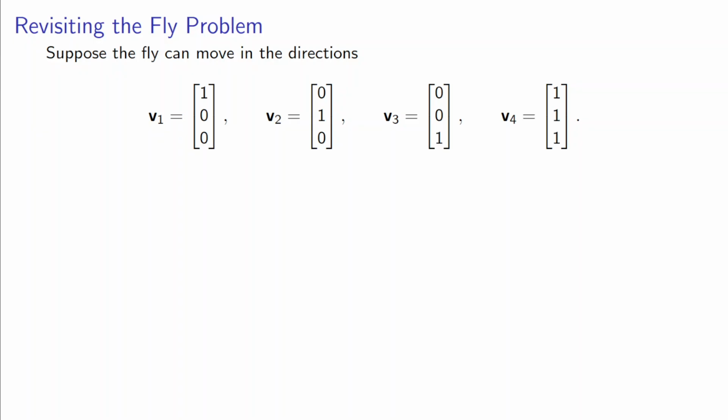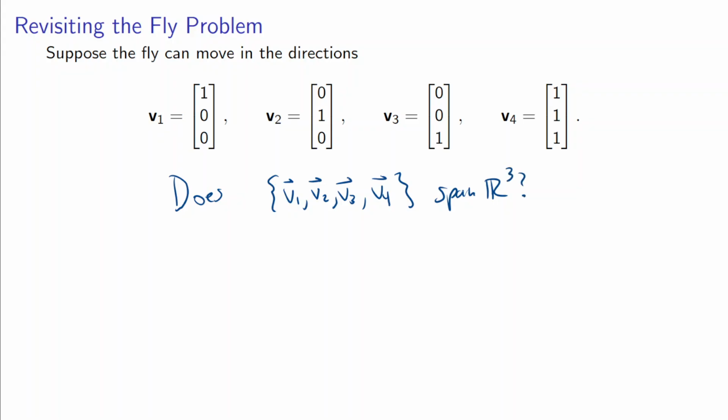And actually, we only needed to go in directions or scalar multiples of v1, v2, and v3. So we didn't even need v4 in order to do this. In linear algebra terms, the question we're really asking is, does this set span all of R3? So does the set of vectors v1, v2, v3, v4 span R3? And not only could we say yes to that question, but we could do even better.